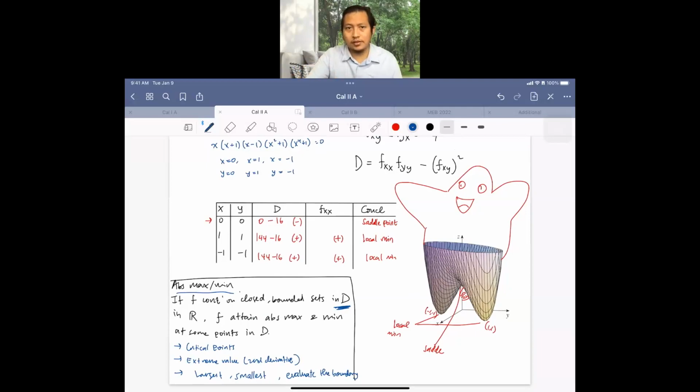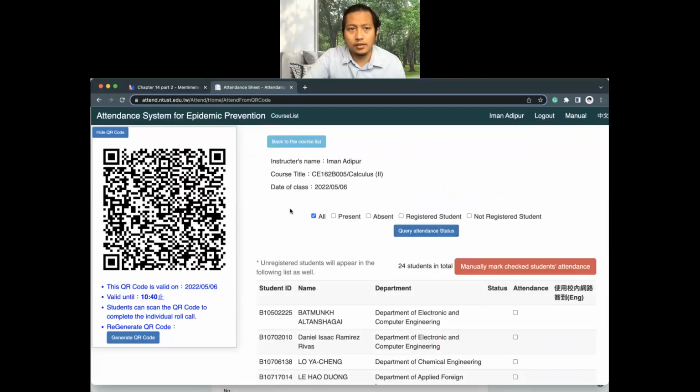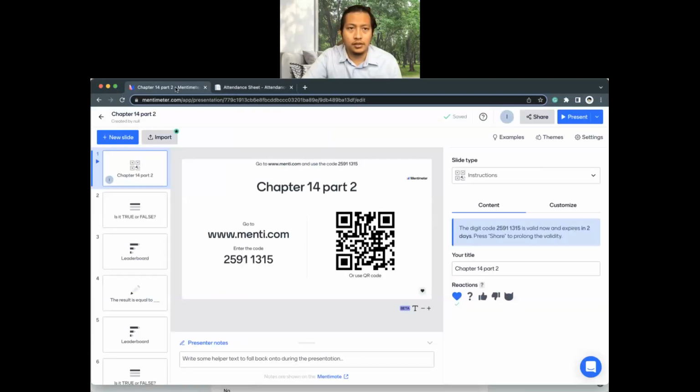Okay, I will stop this sharing, and then we can have feedback time, if you don't mind. If you haven't scanned the QR code, you can scan it now before we start the feedback time. If you haven't scanned this, I will show you later at the end. Okay, so we can start our feedback time.